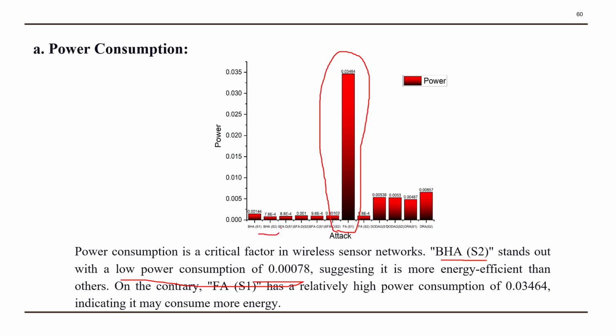If you explain the highest and the lowest, it is enough. So the highest power consumption is flooding attack scenario 1. The lowest is black hole attack scenario 2. So this is what we identify. What is the conclusion here? If the flooding attack is present inside the sink node, it consumes a lot of energy, a lot of power. This is the conclusion.